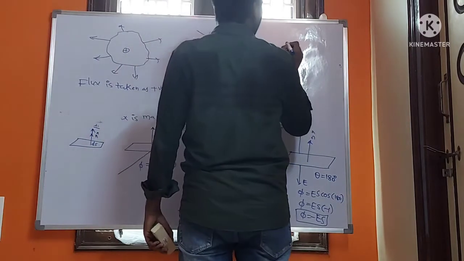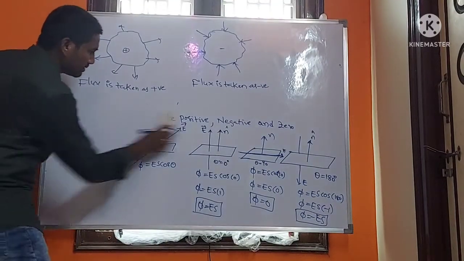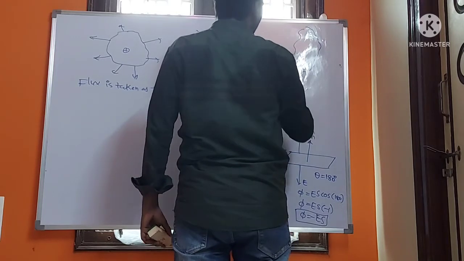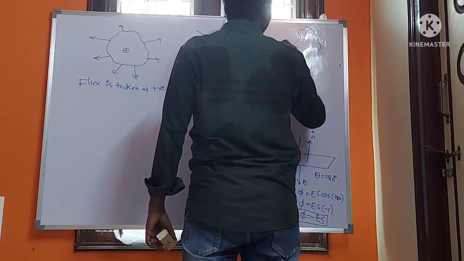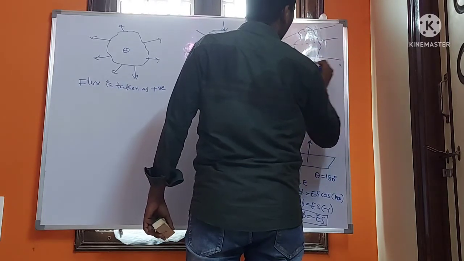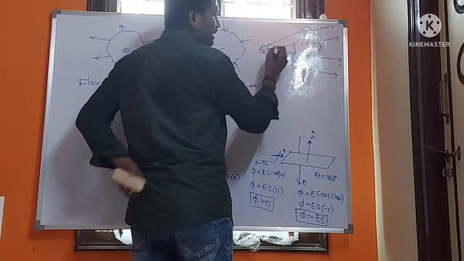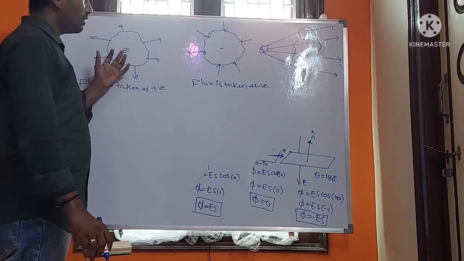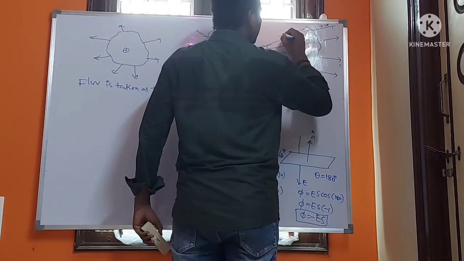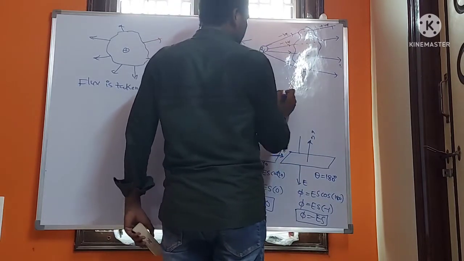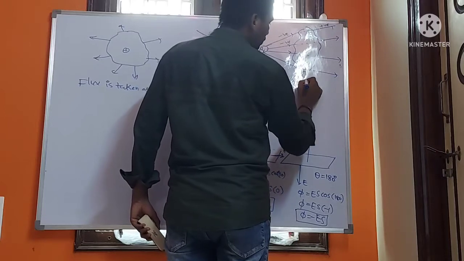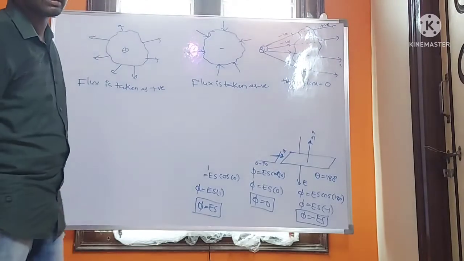Now, for example, another case is there, in which a closed surface has a charge inside and field lines pass through it. Already, the outward flux is taken as positive, and the inward direction is taken as negative. The total electric flux: this one is negative, this one is positive, both cancel. The total flux is equal to 0.